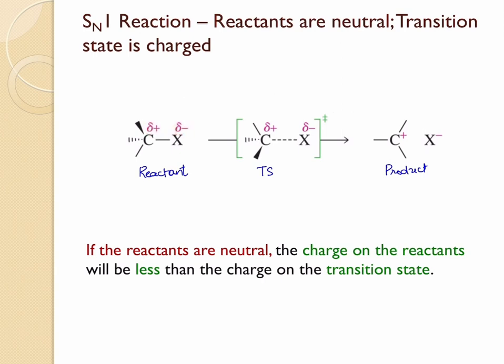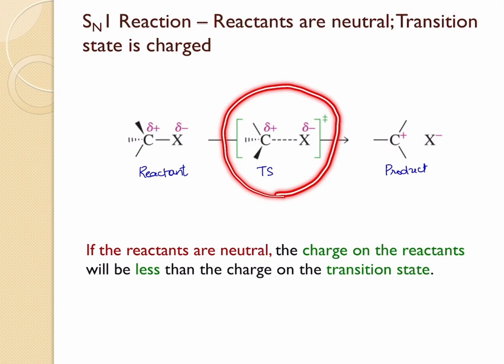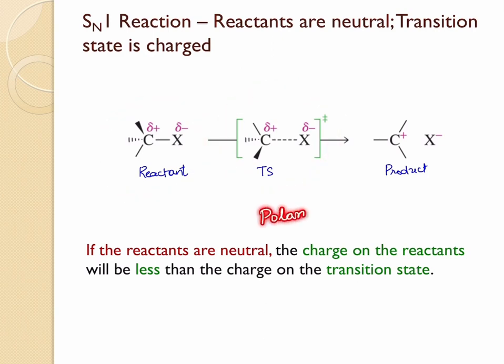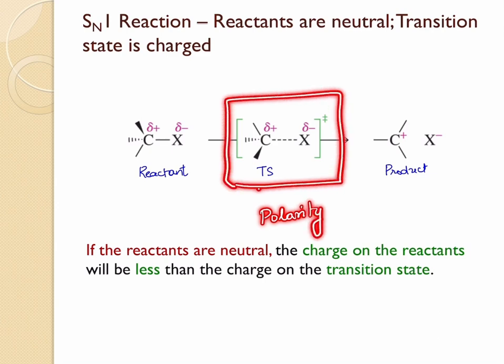But as the reaction proceeds and goes to the transition state, the partial charges on the atoms are going to considerably increase, right? Which means this carbon is going to be more positive and this halogen is going to be more negative, because the bond between the carbon and halogen is going to break. Now, since the partial charges of the transition state are more than the partial charges of the reactant, when you increase the polarity of the solvent, it is going to stabilize the transition state more than the reactant.